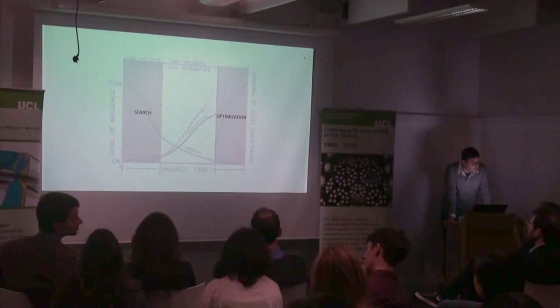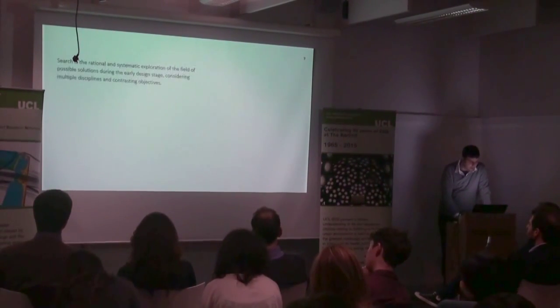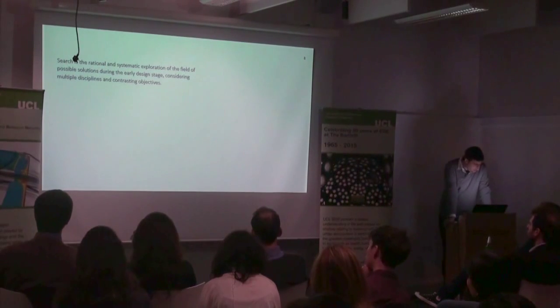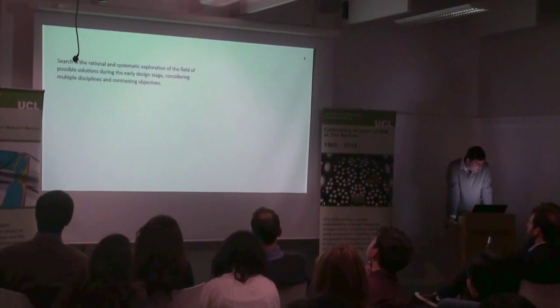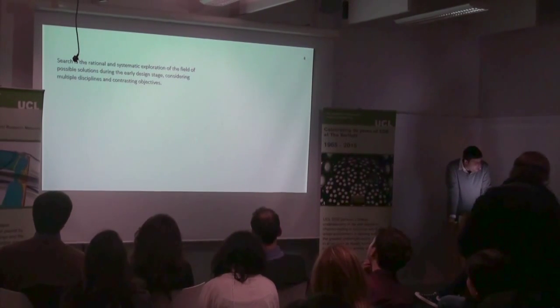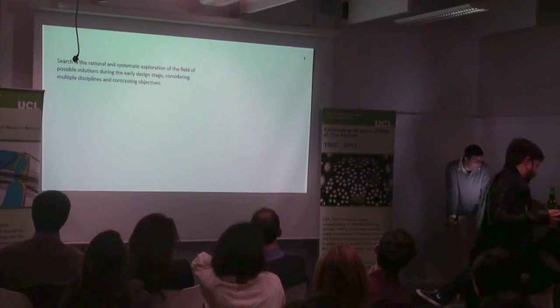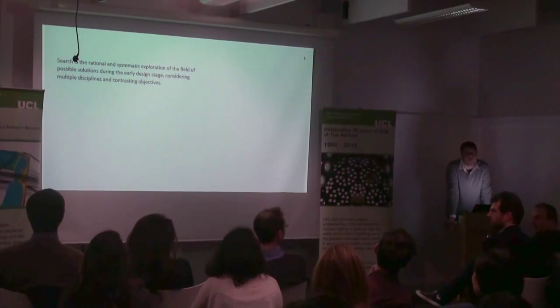And here I like to call this search, not optimization, because the purpose is entirely different. So just a little definition of what I mean is for search. Rational and systematic exploration is key words, I would say, of the field of possible solutions during the early stage of design, considering multiple disciplines and contrasting objectives.